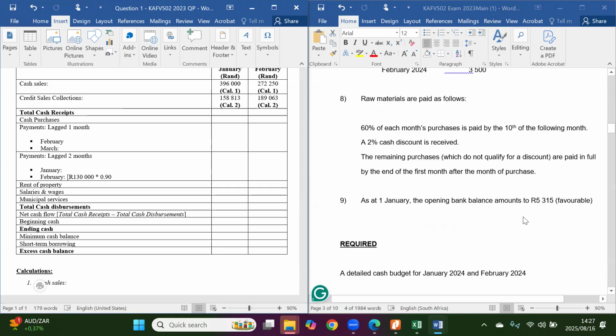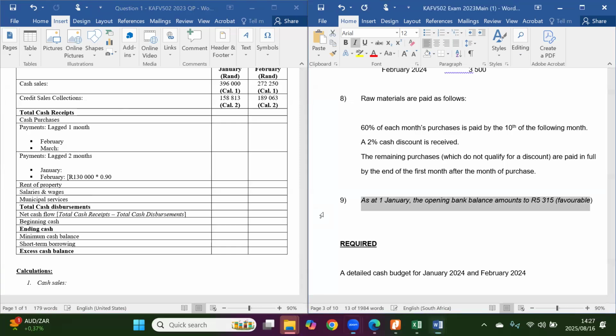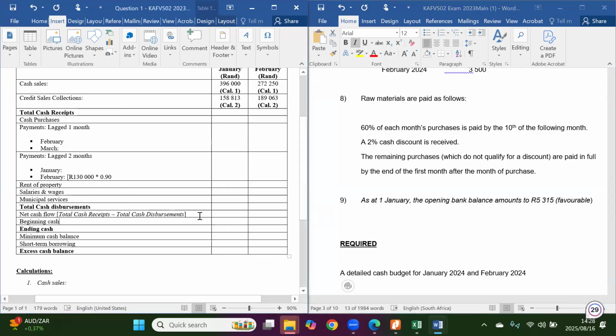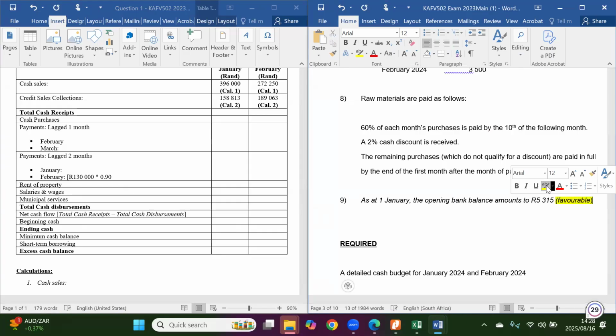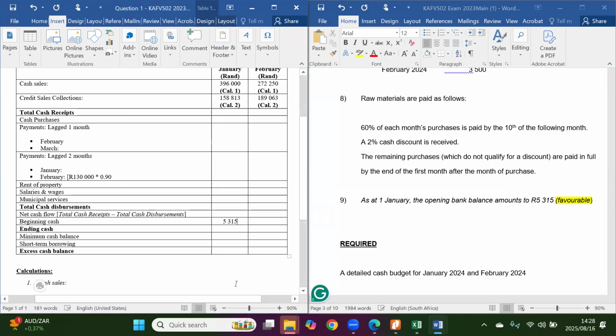5,315. That information is very important. It's very important in the sense that that's what we will use as our beginning opening balance. So it's a positive amount. Why I'm saying so? Because they told you that it's a favorable balance. Do you see there? So we take that amount and you just plug it there, 5,315 like that. So it will be plotted somewhere there.